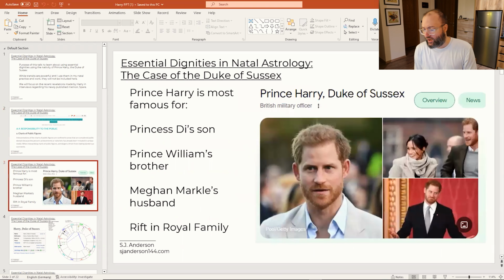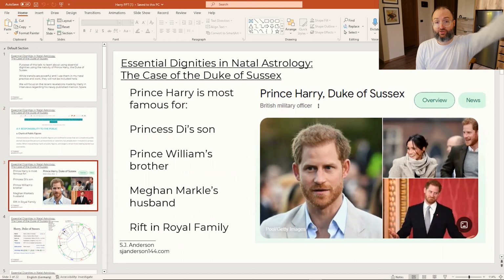Okay. So next slide, I want to start here. Prince Harry, Duke of Sussex, British military officer. He's most famous for, and this is my conclusion, Princess Diana's son, right? He comes into the limelight very early as the son of Princess Di. He's the brother of Prince William. And that was his early life. Obviously, the death of Princess Diana was a huge part of Prince Harry's story as he's been in the limelight. And then he came back here with the marriage of Meghan Markle.